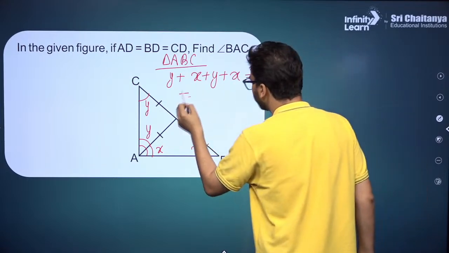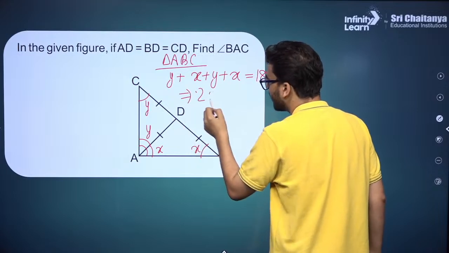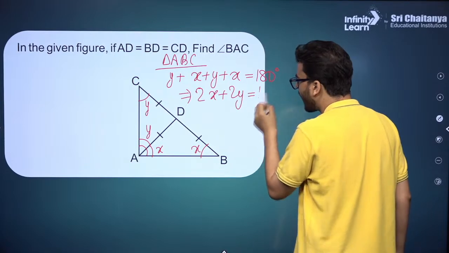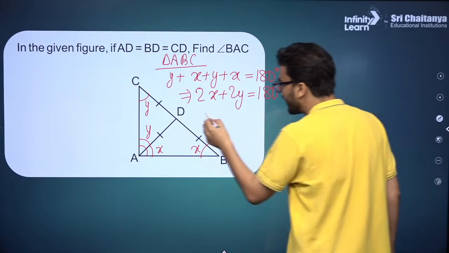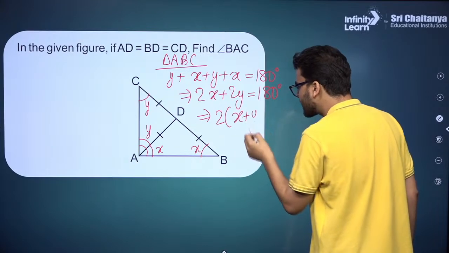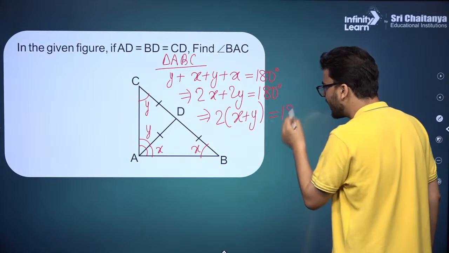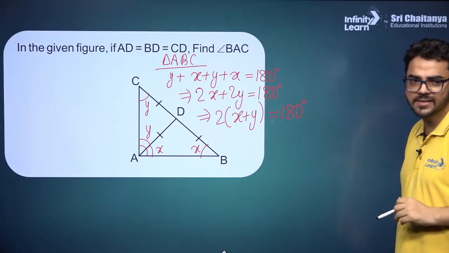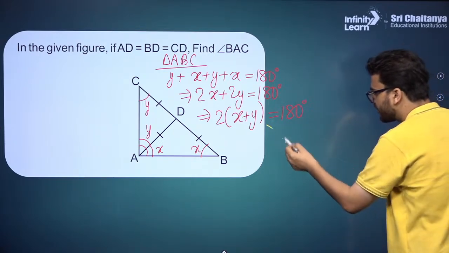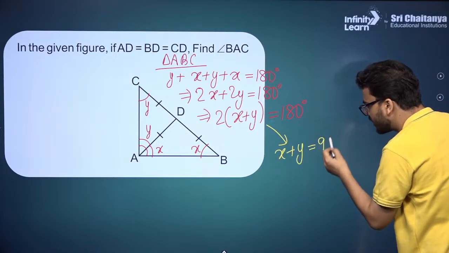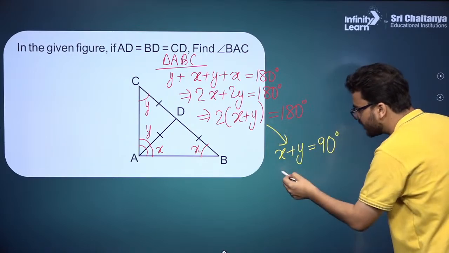So this thing is what, guys? If I simplify, this is nothing but 2x plus 2y, that is equal to 180 degrees. If I take 2 on the left hand side, I'm going to get x plus y. I hope this is clear up till here, guys. It's a very simple thing. Now basically from here I will get x plus y to be equal to 90, because 2 will go in division on the other side of the equation.